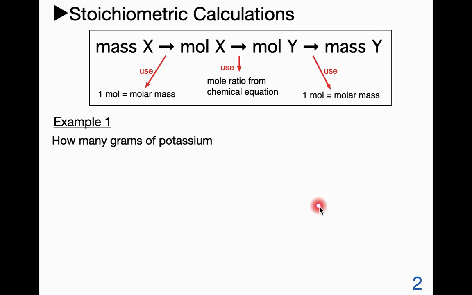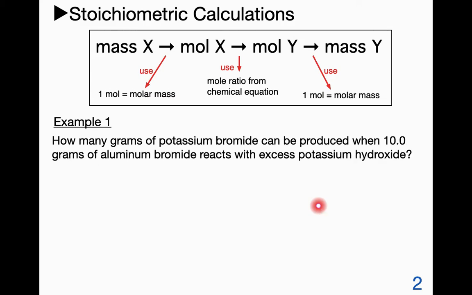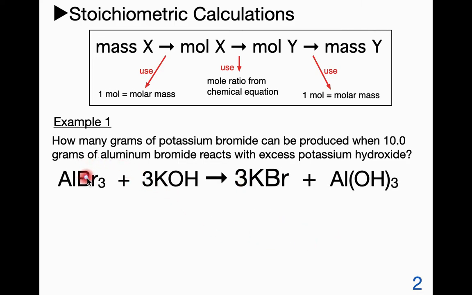Example 1. How many grams of potassium bromide can be produced when 10 grams of aluminum bromide react with excess potassium hydroxide? Now, please copy this down and pause the video as needed. I'm not giving you pre-notes for this, so use the space bar to pause as I go along here. Okay, now the first thing we need is a balanced chemical equation. And so here it is: aluminum bromide reacting with potassium hydroxide to give us potassium bromide and aluminum hydroxide.